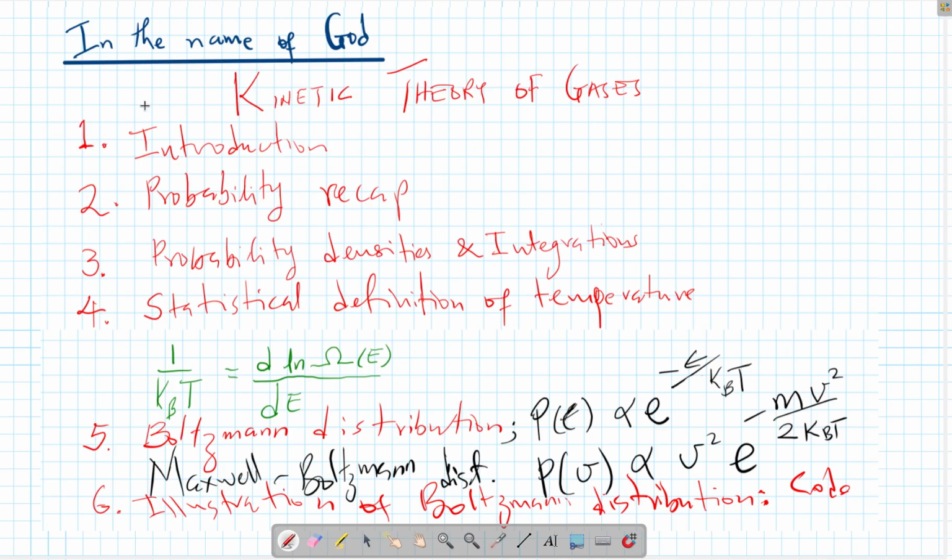We have already covered six topics: the introduction, a recap of probability theory, and how probability densities are used to compute averages as sums or integrations. I've given some examples which we're going to use later, and then we covered the statistical definition of temperature, and finally we arrived at the Boltzmann factor and the Maxwell-Boltzmann distributions.